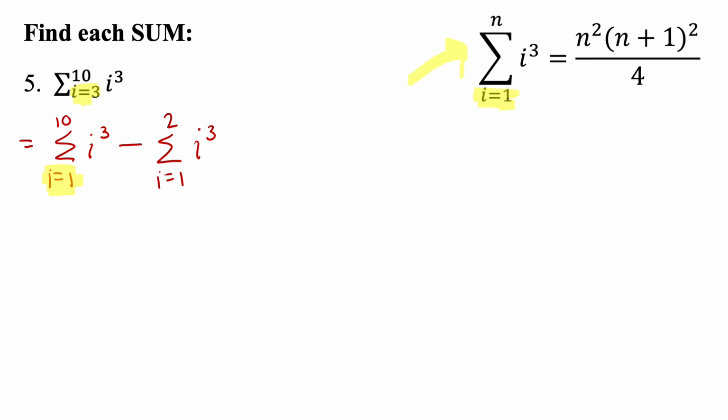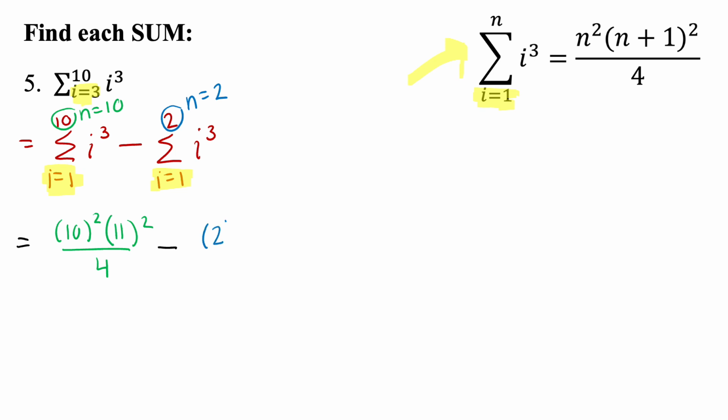In our first summation, we have n equal to 10. So using our formula, we have n squared, so 10 squared, times 10 plus 1, which is 11 squared, all over 4. And then we're going to subtract. And using our formula for our second summation, again, we have i equals 1, so we're good to use the formula. This time n equals 2, so we have n squared, which is 2 squared, times 2 plus 1, which is 3 squared, all over 4.